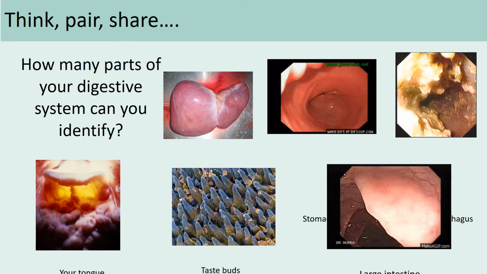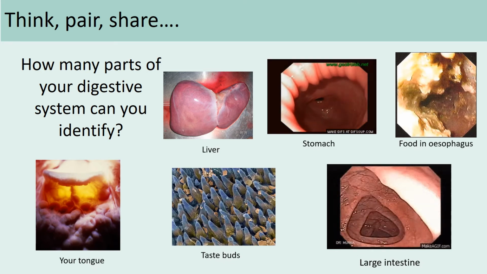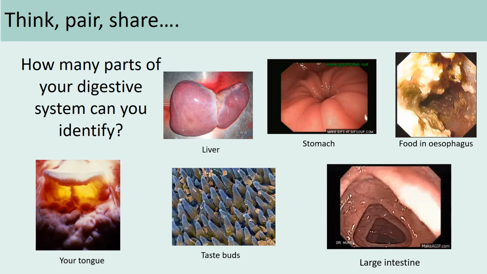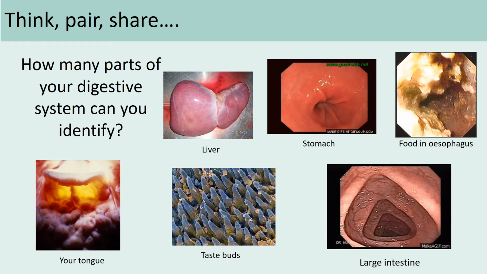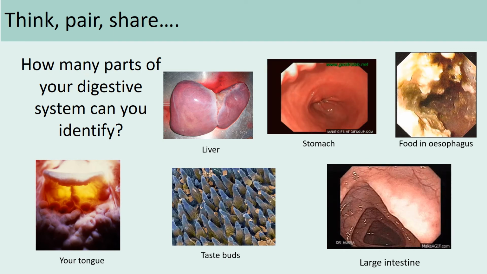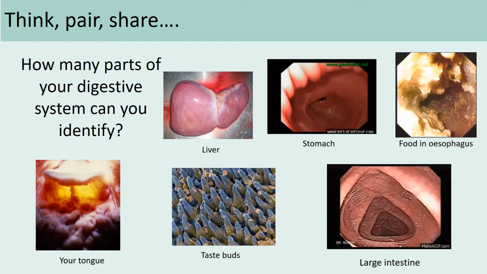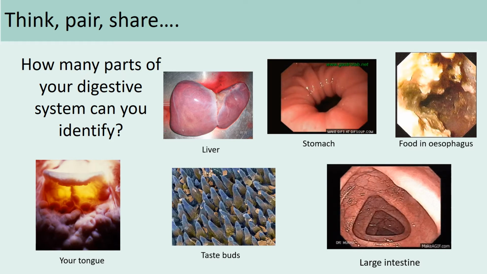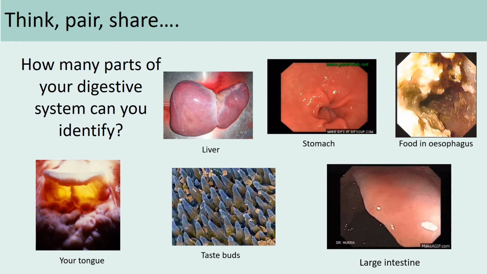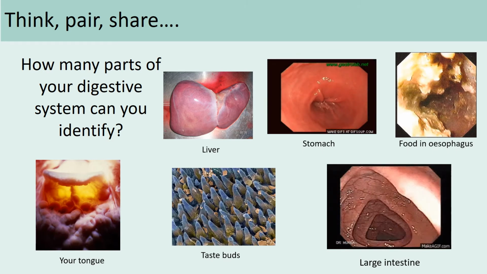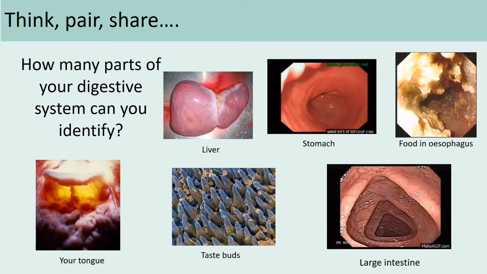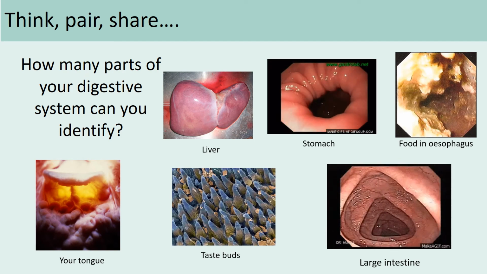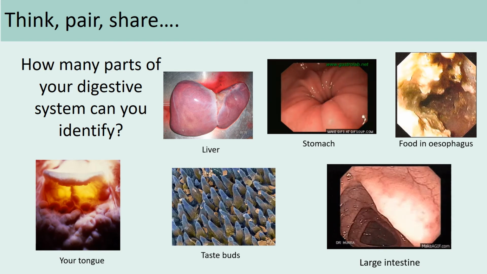Okay, so let's see what parts they are. First of all, on the top left, we've got the liver, the body's second largest organ, a very large organ, which is involved in digestion. The middle on the top row is the stomach, so that hole that is closing, that is the sphincter of the stomach. On the top right-hand side, we've got food in the esophagus. So you might have called that the food pipe or the gullet, but it is the esophagus.